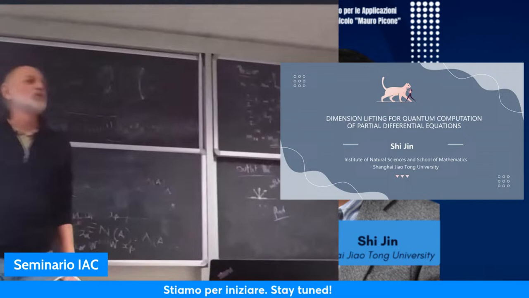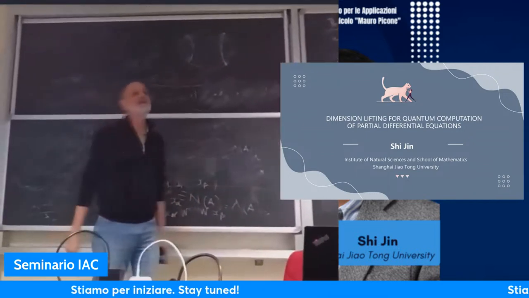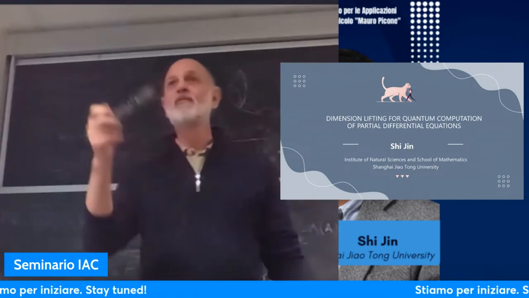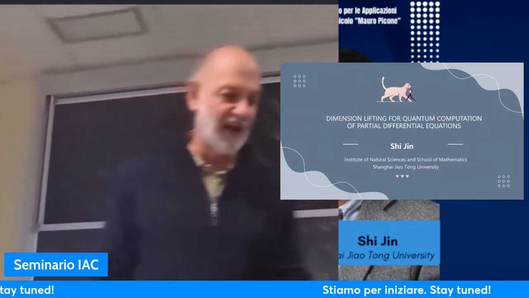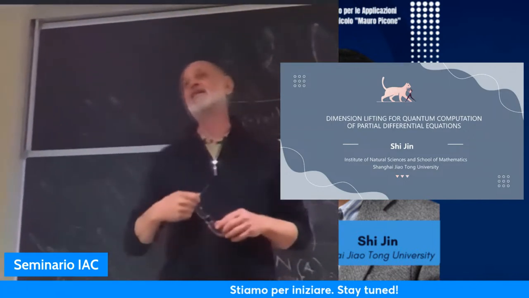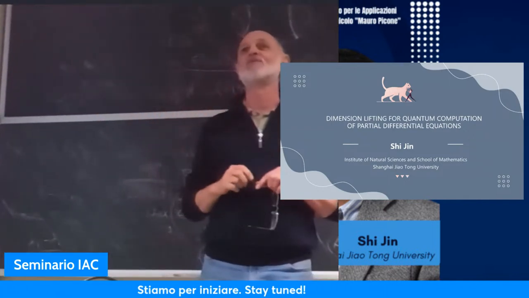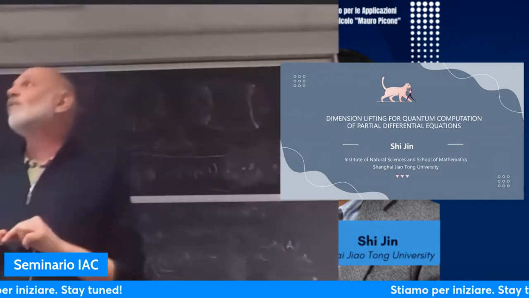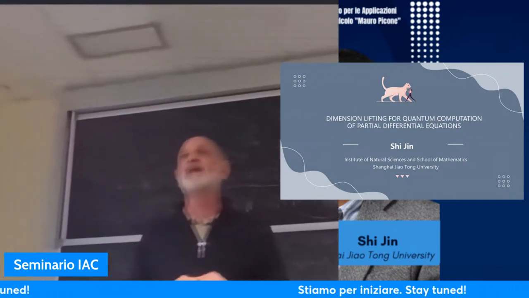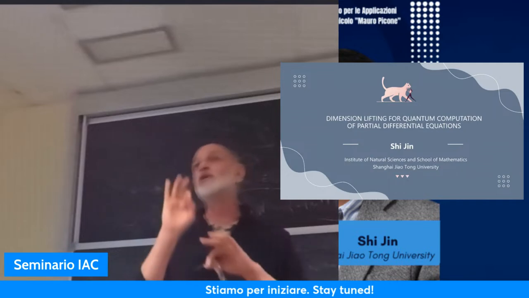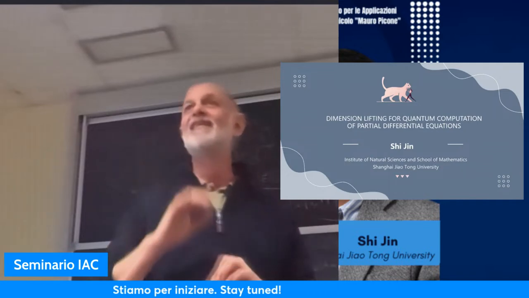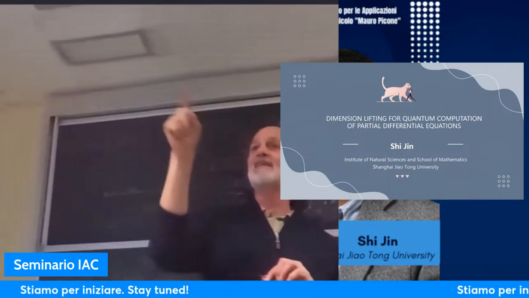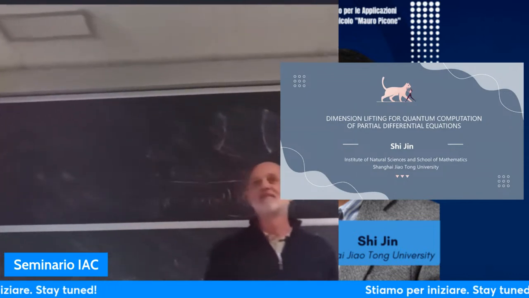It's an honor to welcome Professor Shi Jin, an old friend. He was for many years in the United States, but now he came back to China, to Shanghai University, and is also the director of the Institute of Natural Science. I don't know in what town, but anyway. Shanghai, what Shanghai? But in another town, you have another appointment. Oh, that's something, yeah.